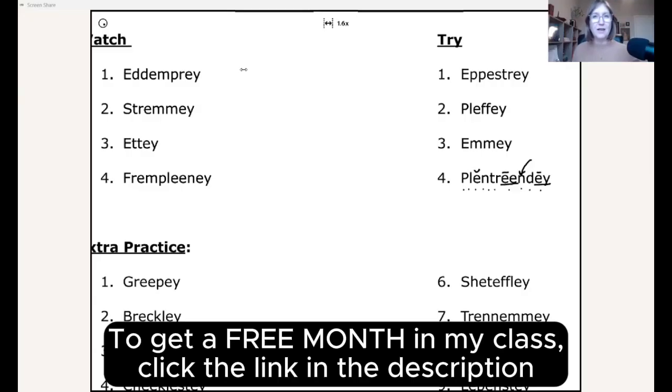So to keep them in order, I like to do successive blending. We have pull, ple, plen, plent. Be careful you don't say plenty. There's no E there after the T. It's just T.